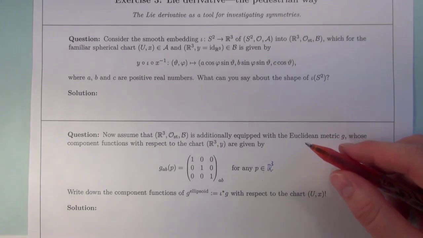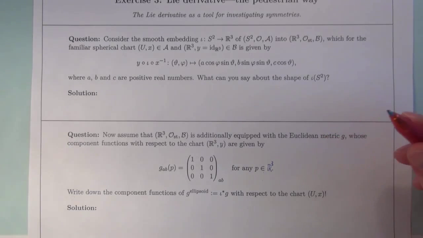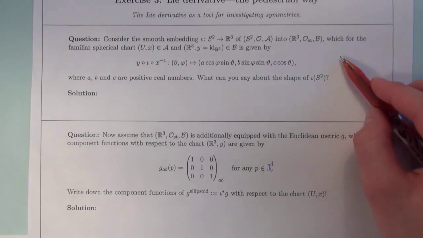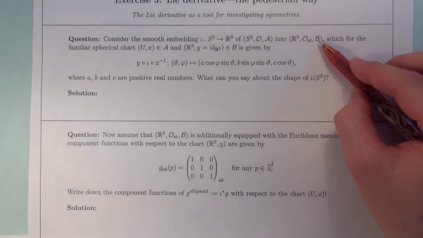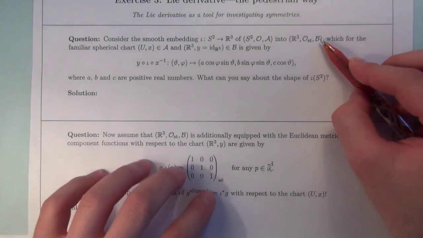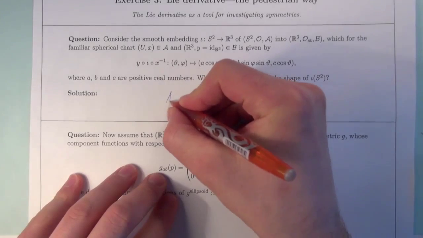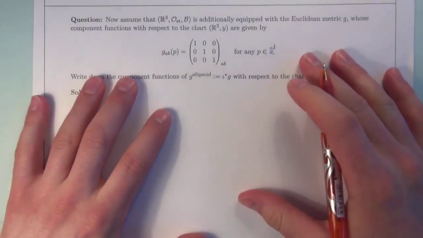In this course we just know two extra structures. On the one hand, a connection, which yields something like that, or on the other hand, a metric. But since we do not have anything like this defined on the smooth manifold R3, O standard, B, we could not talk about the shape. Therefore, what can you say about the shape of iota of S2? The answer is nothing. Question 2.